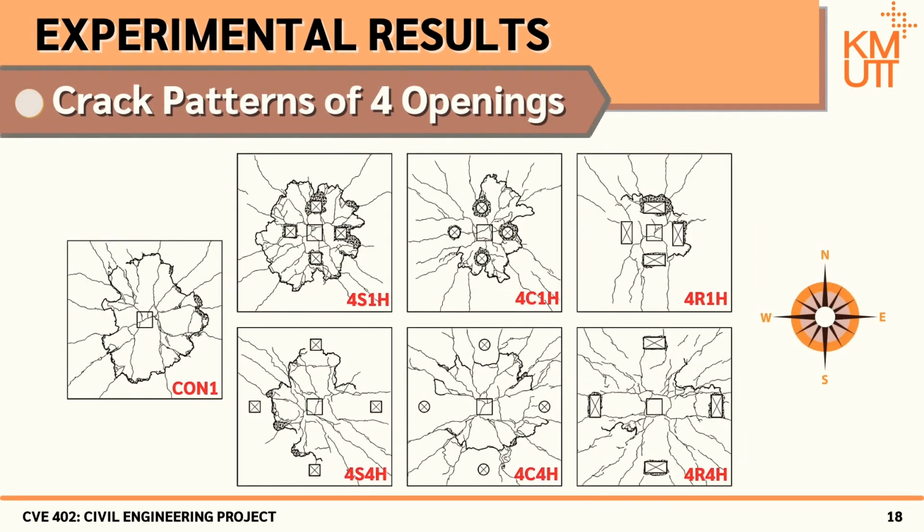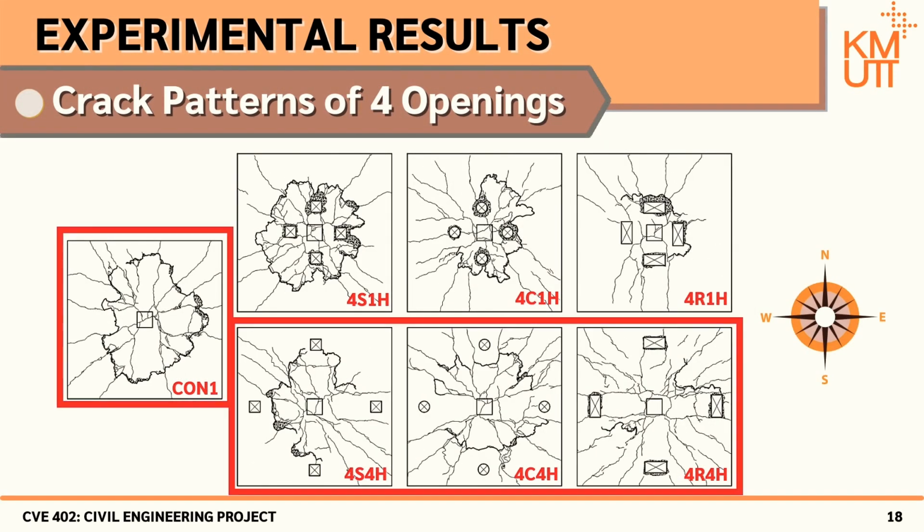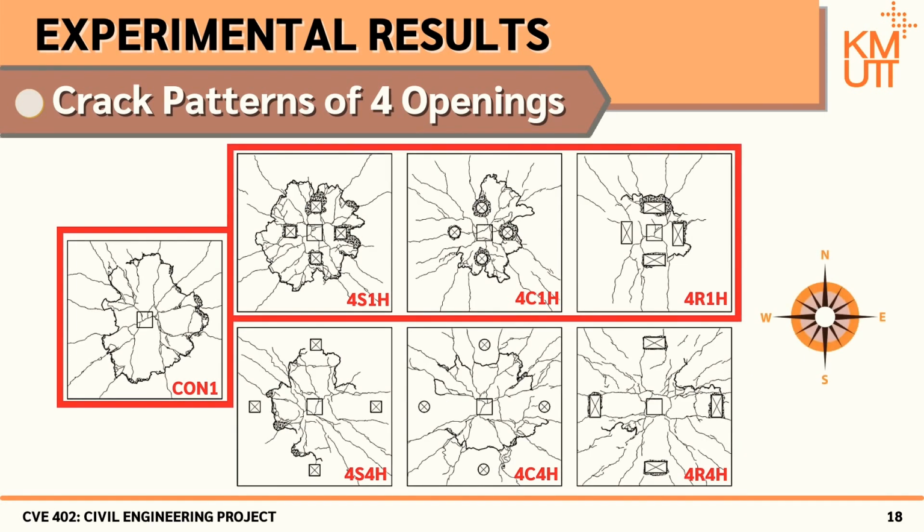For the crack patterns of four openings, the crack pattern of the control specimen was similar to the specimen with openings in the 4H position, as in the previous group. However, the perimeter of the shear crack in the 1H specimen was lower than in the control specimen, but it did not change the crack pattern to one-way behavior as in the previous group.